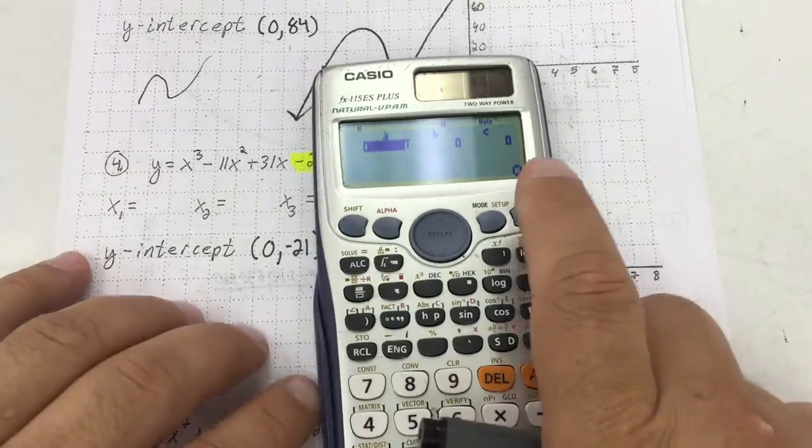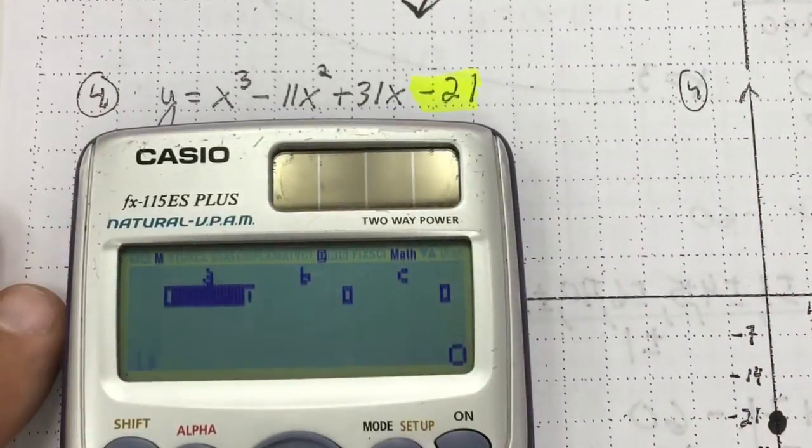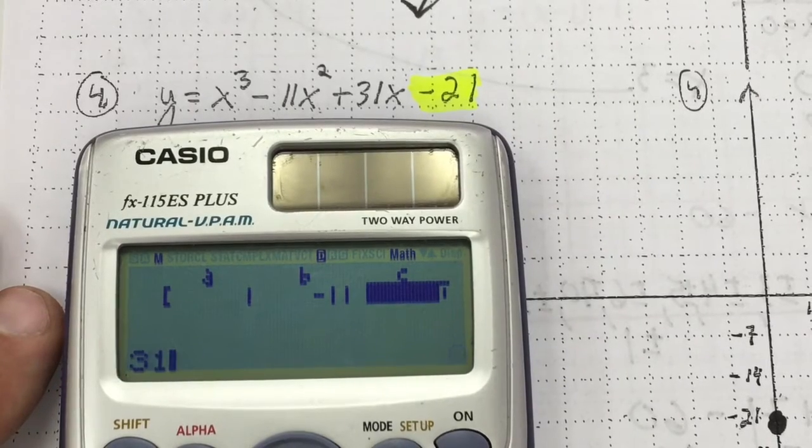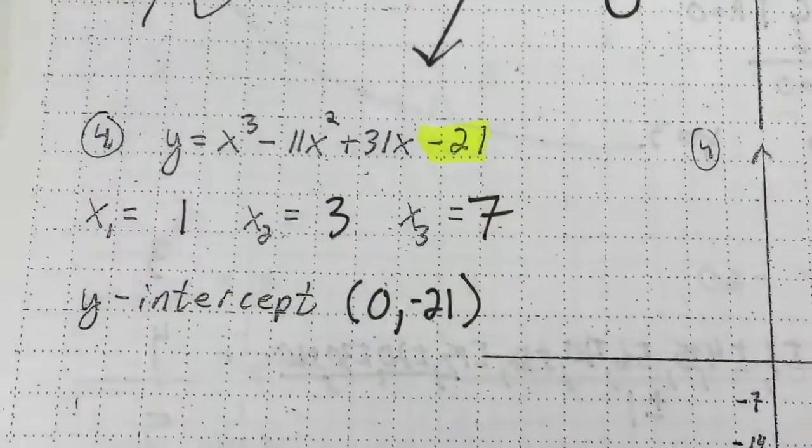Now I'm going to type in the coefficients of this, which are 1, negative 11, 31, negative 21. 1 equals negative 11 equals 31 equals negative 21 equals. My first answer is 7, then 3, then 1. So I'm going to write it down in the order of 1, 3, 7. These are my x-intercepts.